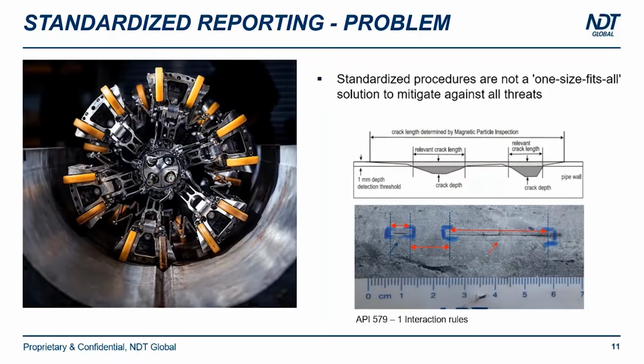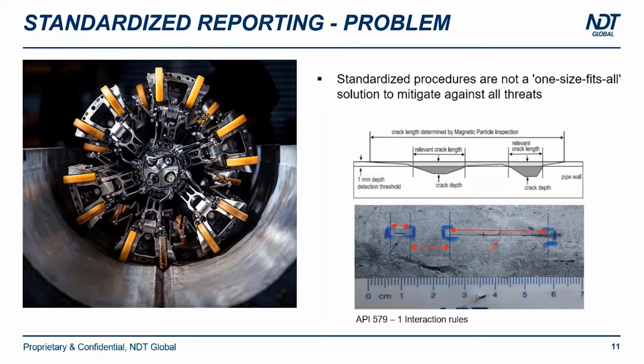So we know that there are certain things, such as interaction rules, covered by API 579. So if we understand these interaction rules, we know that, for example, in this case, both lengths of target anomalies are taken into consideration, then the average is calculated, and if the actual gap is less than the depth, the anomalies can be joined together.